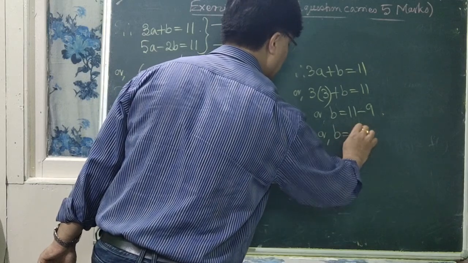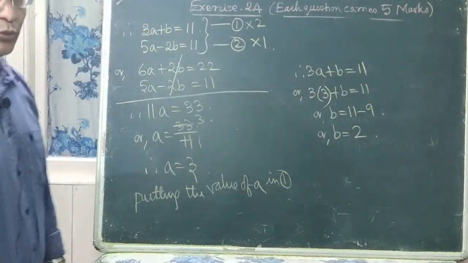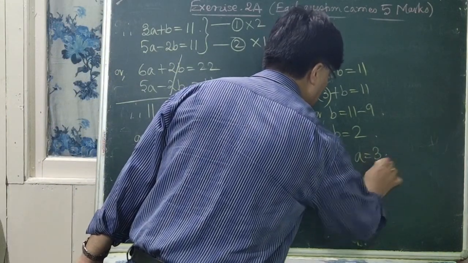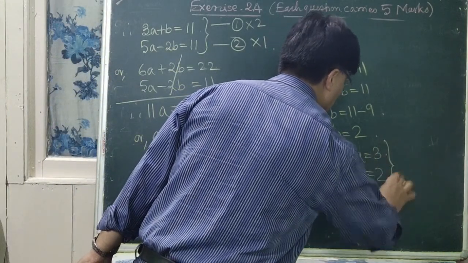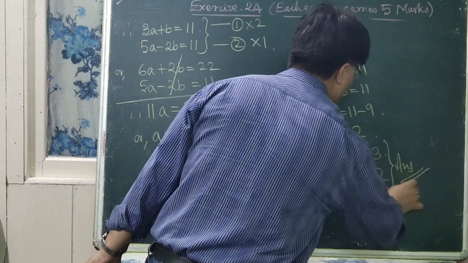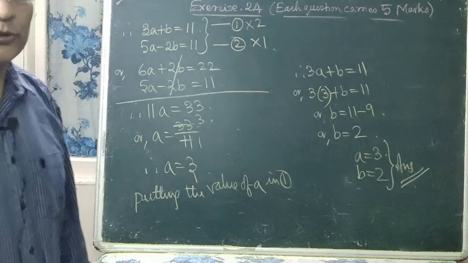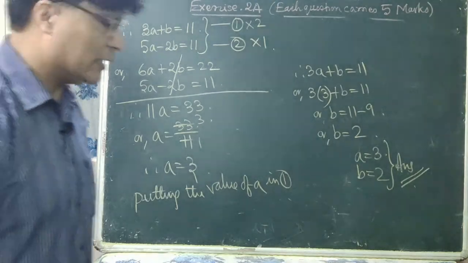What is the value for b? B is equal to 2. So we got the values of a and b, isn't it? So a is equal to 3 and b is equal to 2. So these are the final answers. Is that clear? So we'll do the next question now.